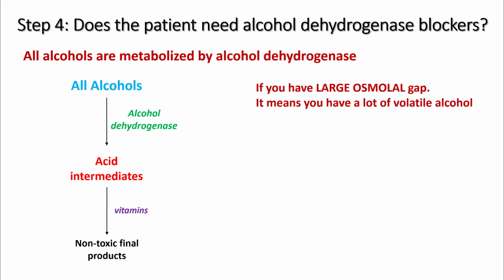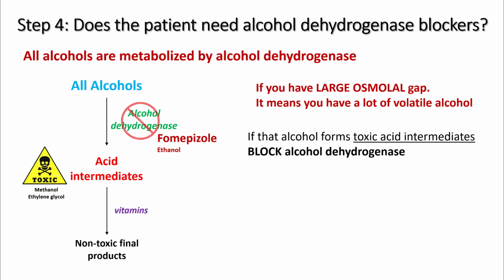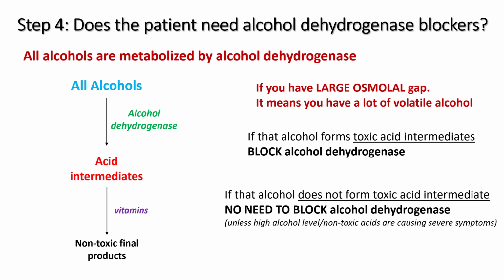If you have a large osmolar gap, that means you have a lot of volatile alcohol still in your system. And if that alcohol forms toxic acid intermediates, you can block alcohol dehydrogenase with fomepizole or ethanol to prevent the formation of these. Methanol and ethylene glycol are the ones which form toxic intermediates.